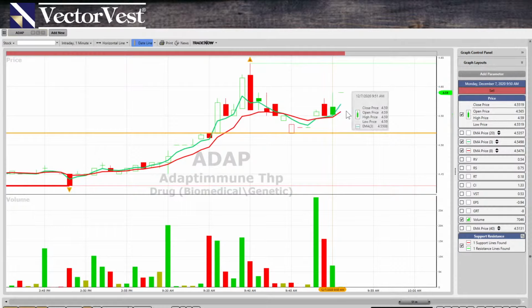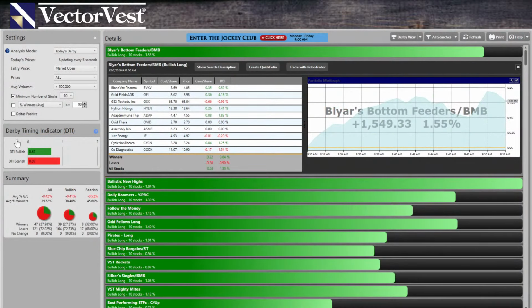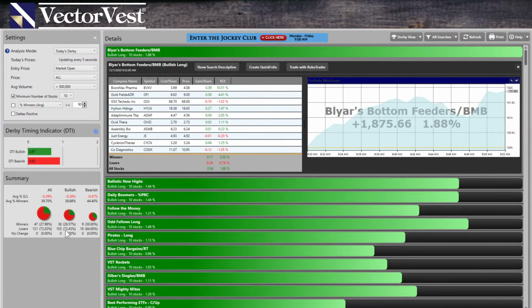Now, you notice I haven't gone full bore. Why? Let me close out of the graph. I haven't gone full bore because neither DTI is telling me I've got direction. I don't have a bias on the summary. So what am I looking for? I'm looking at possibilities of stocks to get into. The Derby is not telling me that I've got a direction or a bias. The Derby is doing all of the work, and all we're trying to do is reap the rewards.